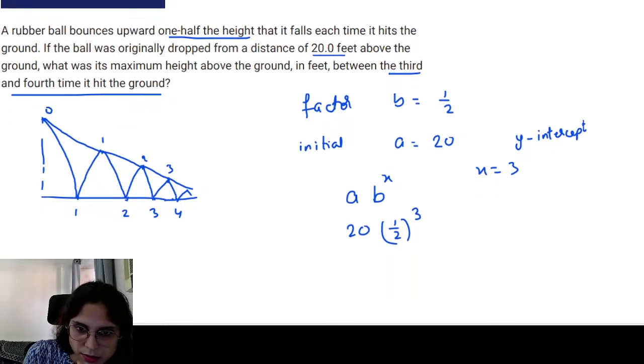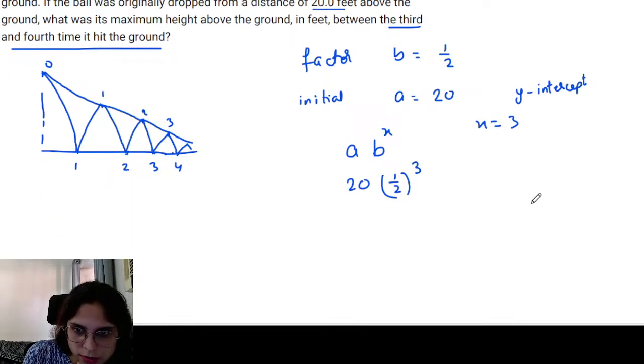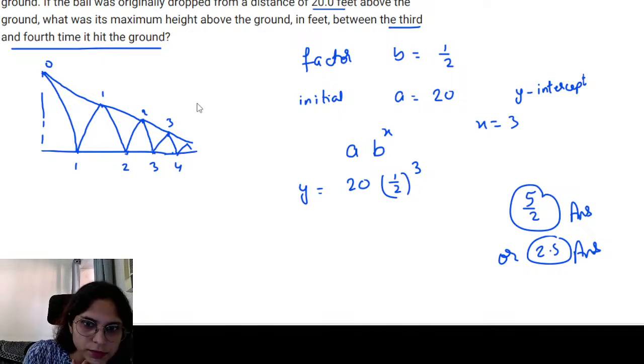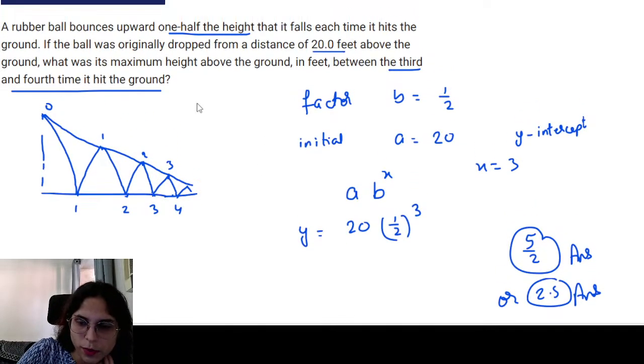So what was the maximum height? The maximum height was 5/2 or 2.5. Got it? So this is a conceptual question. So yeah, you can take a look at it again.